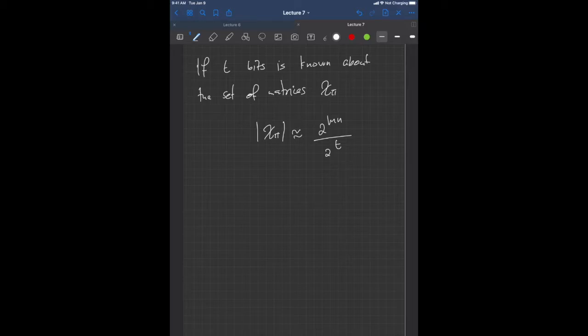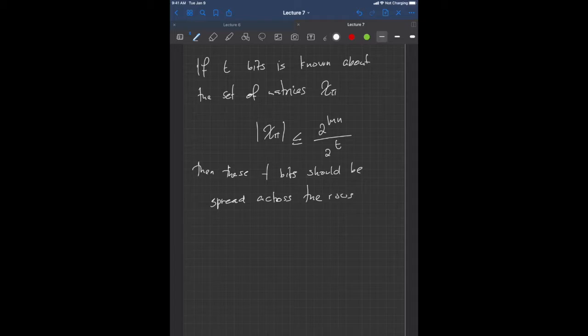So what I'm saying is that at least t bits would be known if the cardinality of X is at least this much. We'd assume that it's exactly or roughly equal to this much. So if t bits of information are known about the set of matrices, then these t bits should be spread across the rows. This is the informal property that we want to prove.